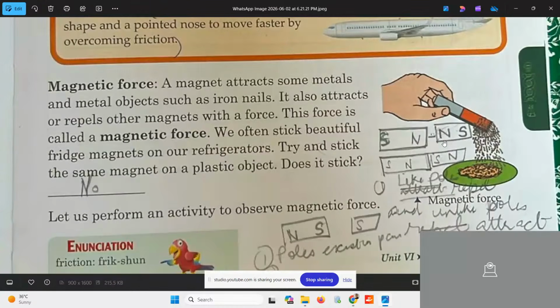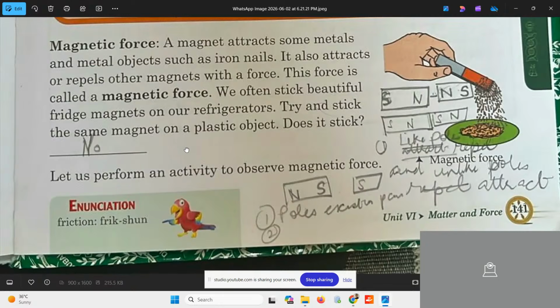So the teacher might ask you a question. What kind of question will he ask? That a magnet always only attracts. No, a magnet can attract, and it can also repel, right? Then what are the other examples you have seen? There is a beautiful fridge magnet on our refrigerator. Why do we have this? Because there is a magnetic force on that. All right, so this is all from your syllabus.